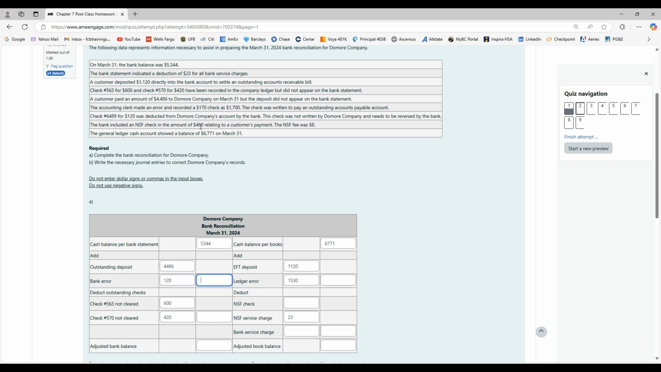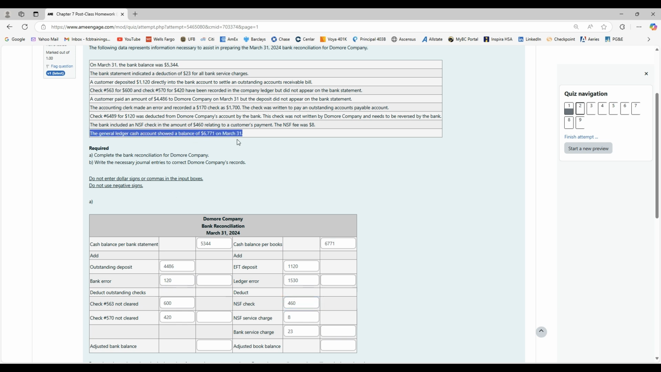There's a non-sufficient funds check in the amount of $460 related to a customer's payment, and there was a fee of $8 with that. So the NSF check is going to be a reduction. Oh, I put the bank service charge in the NSF service charge spot. So this is going to be, we thought we had cash. This was originally a cash transaction recorded here, but then it goes to the bank and the bank says, nope, that was a bounced check. So you're not going to get it.